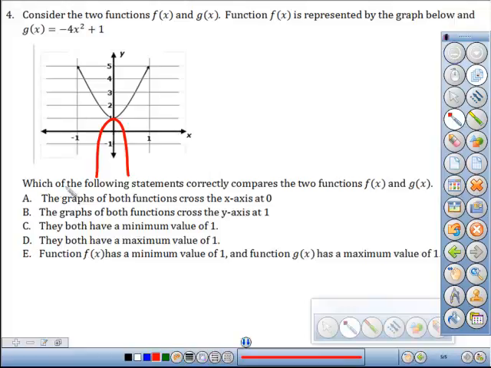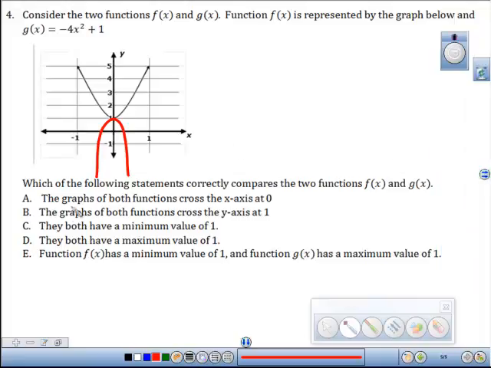So let's answer some of these questions. It says, which of the following statements correctly compares the two functions? So let's read the first one. It says the graphs of both functions cross the x-axis at 0. So do they both cross the x-axis right here? That's a big nope. The graphs of both functions cross the y-axis at 1. Yeah, I think so. So yes. Okay, so this one is definitely true.